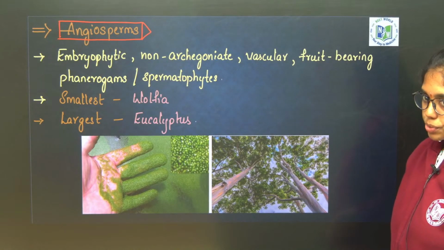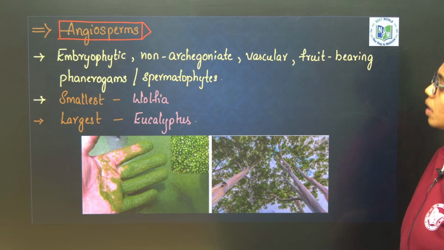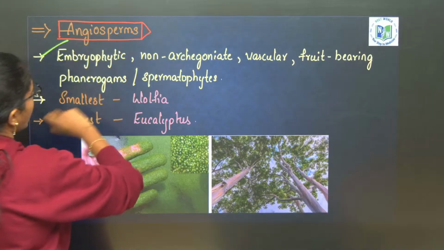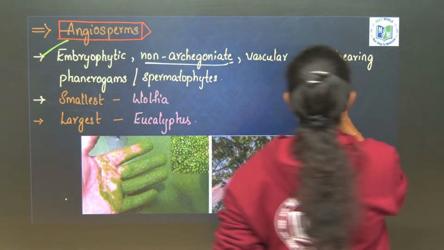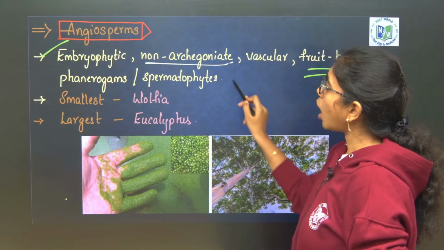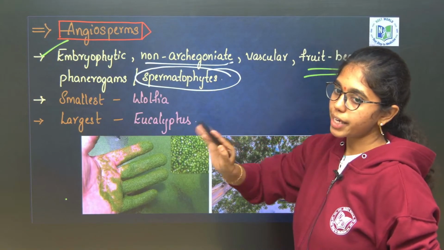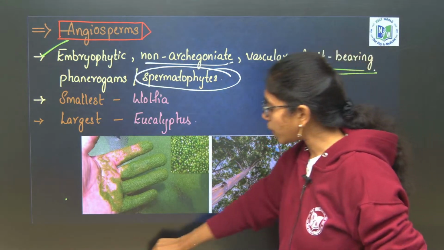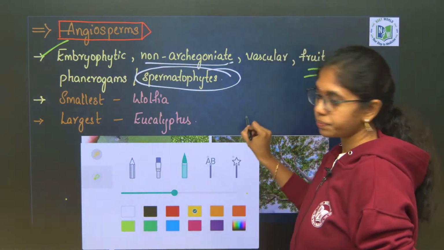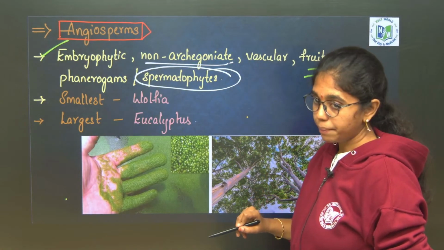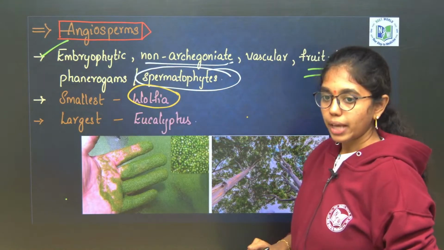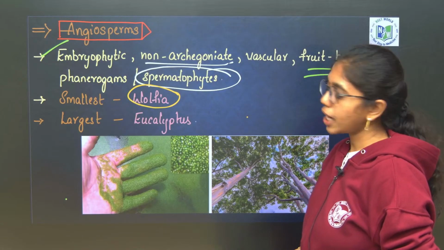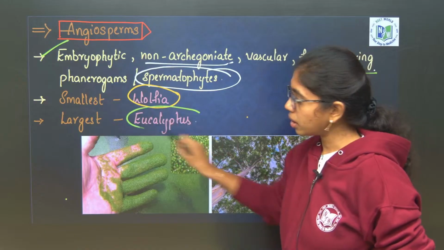Now about angiosperms. Gymnosperm story is clear, no? Now angiosperms, you can describe as embryophytic, non-archegoniate, vascular, fruit-bearing phanerogams or spermatophytes. Both gymnosperms and angiosperms are seed-bearing plants, spermatophytes. Smallest gymnosperm is what? Zamia. Smallest angiosperm is what? Largest gymnosperm is what? Sequoia, the redwood tree. And largest angiosperm is eucalyptus. Clear, right? Any doubt anywhere?